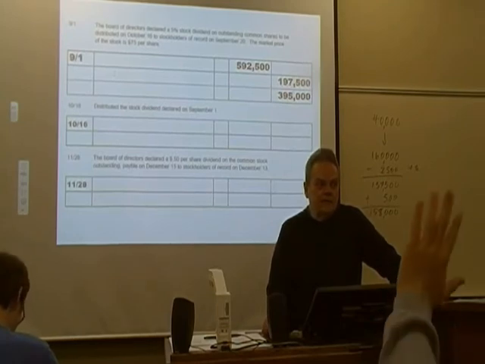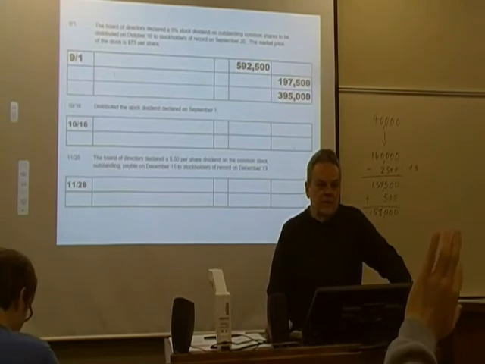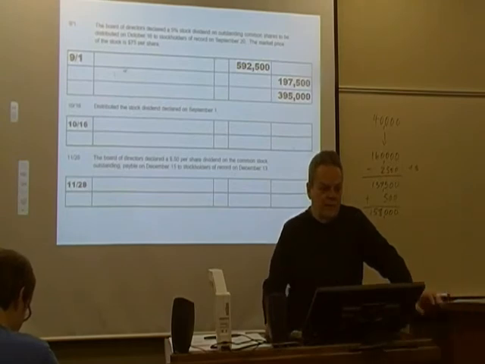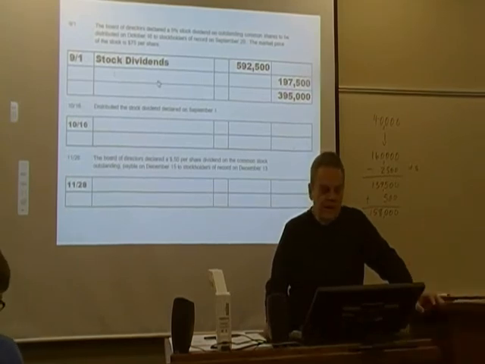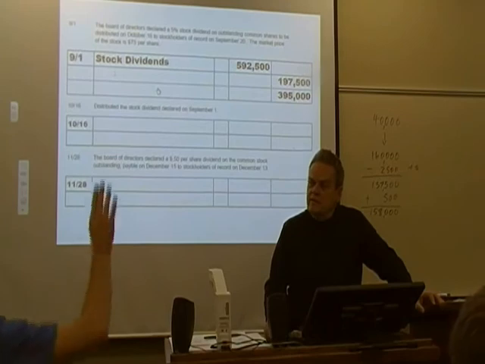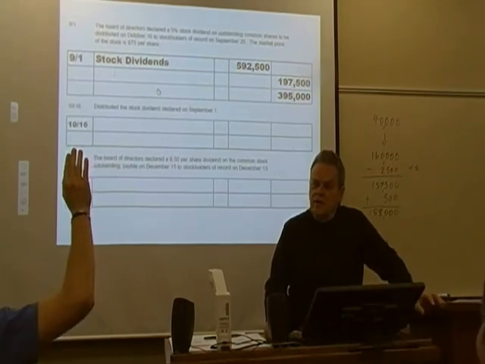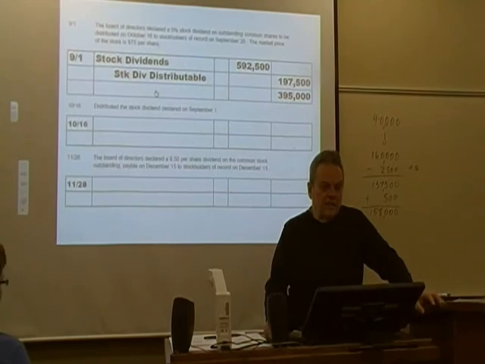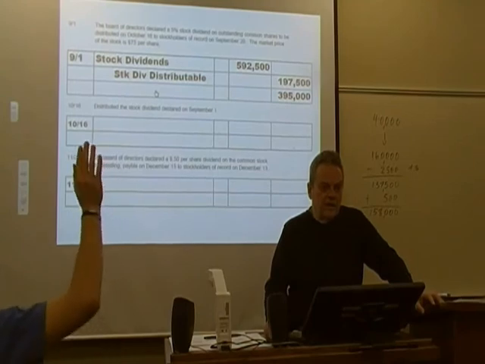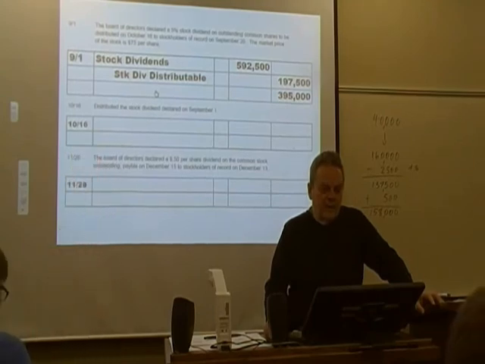I need 3 volunteers. Justin, debit stock dividends. Where are all those hands? Joel, credit common stock. That is incorrect. It's okay. Brooke, stock dividends distributable. Last volunteer. Owen, paid in excess of our common stock.